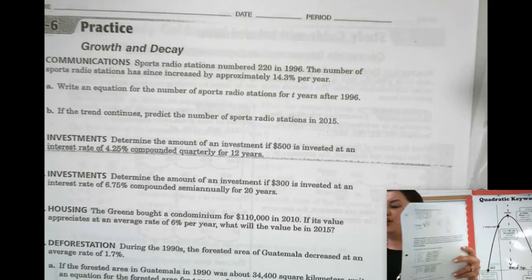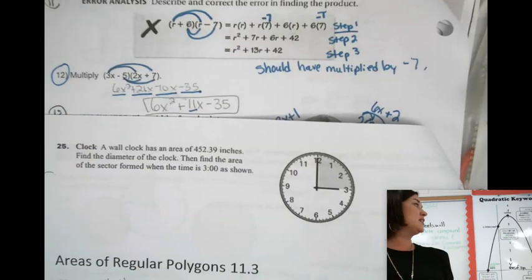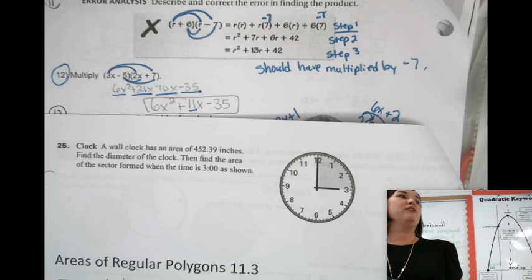The answer to number 12 is 6x squared plus 11x minus 35. Does anybody need me to go over that problem before I move on? Speak now or forever hold your peace.